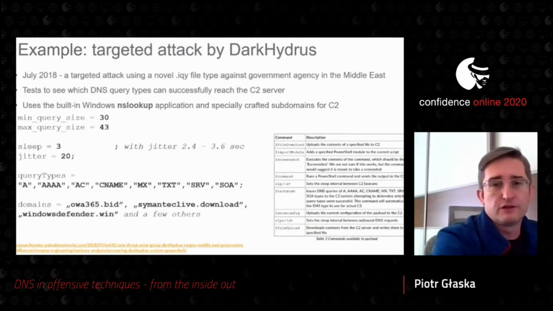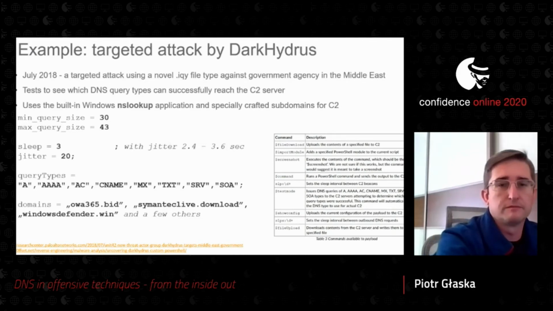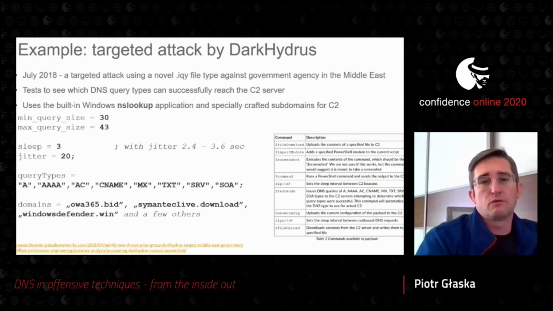This attack is not new. So usually in the last slides, I was showing something from 2020. This one is a little bit longer, but I think it's worth mentioning because it's one of the most advanced uses of DNS transmission during C2 phase. So the DarkHydrus group was targeting also government agencies, in the Middle East in this case. And the transmission they were using was randomized as much as possible.